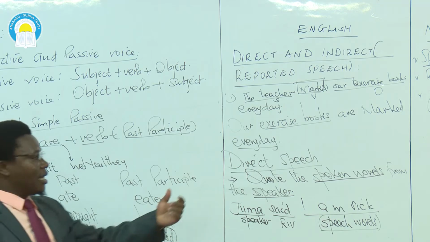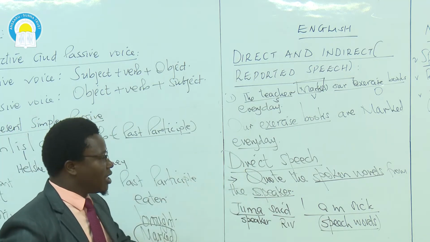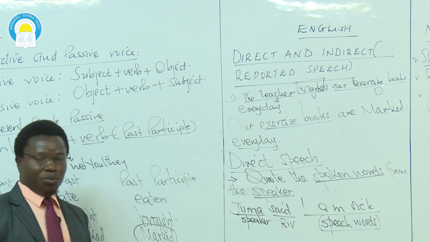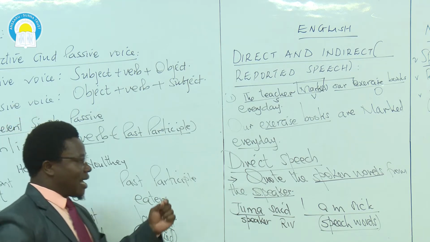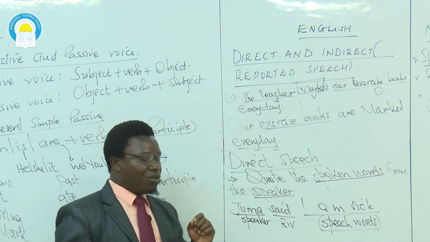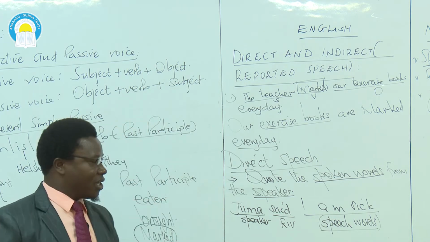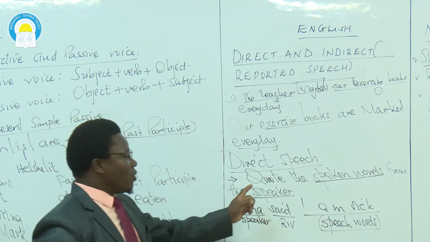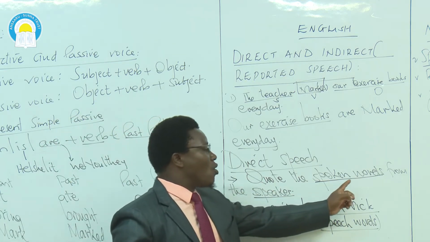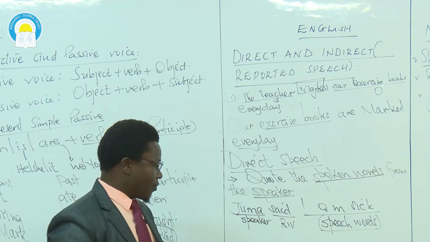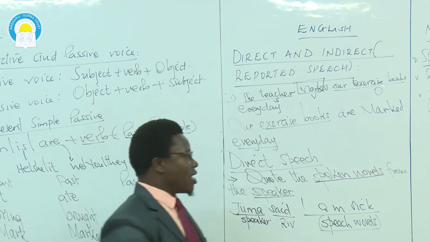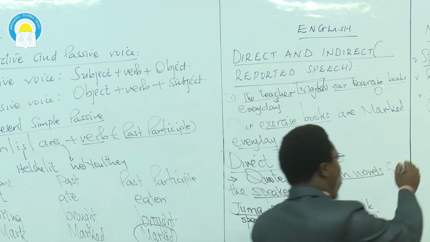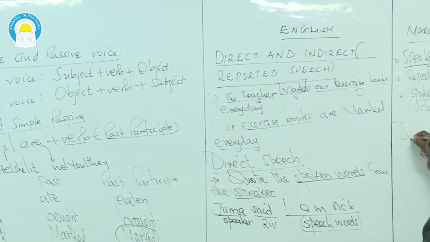So, in the beginning, I was trying to give the difference between direct speech and indirect speech. And I said that a sentence is said to be in direct speech if we quote the spoken words of the speaker. We quote these words of the speaker using the quotation marks.